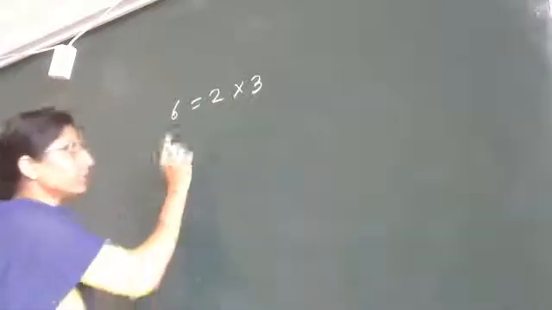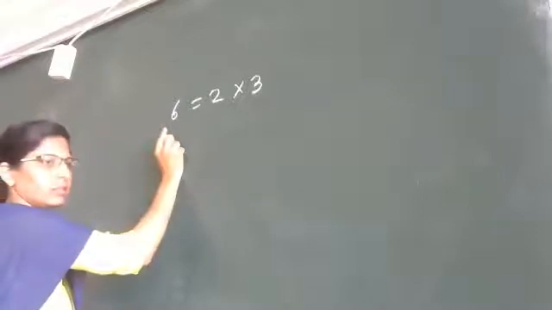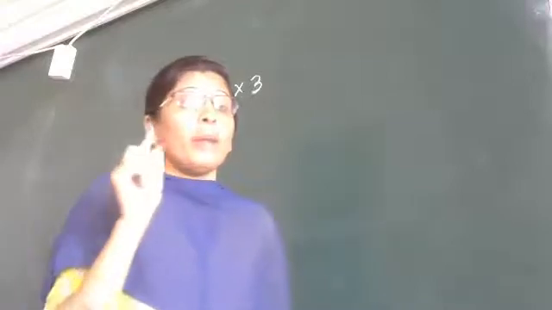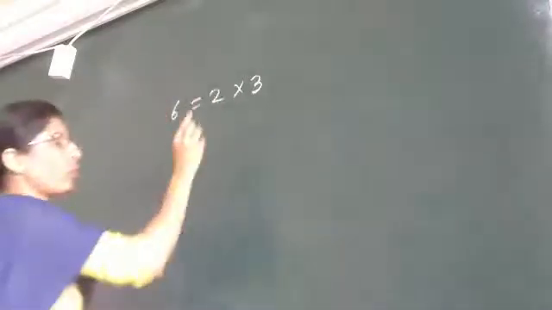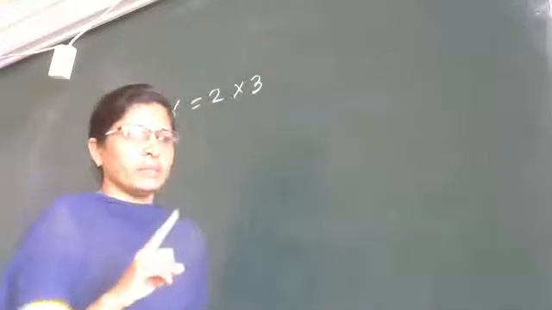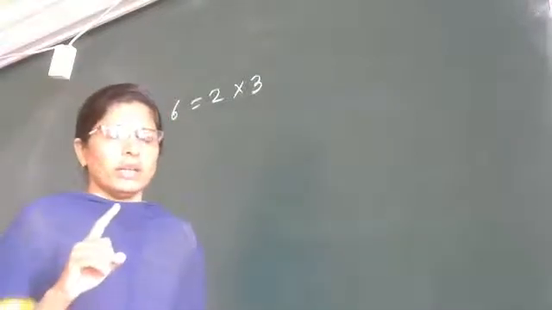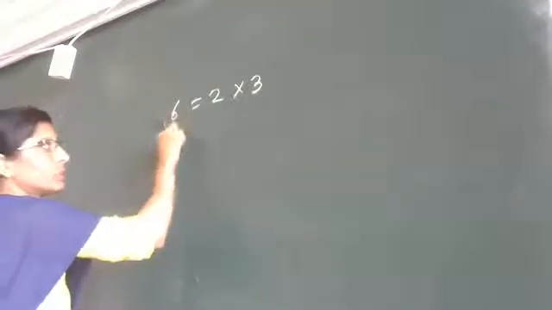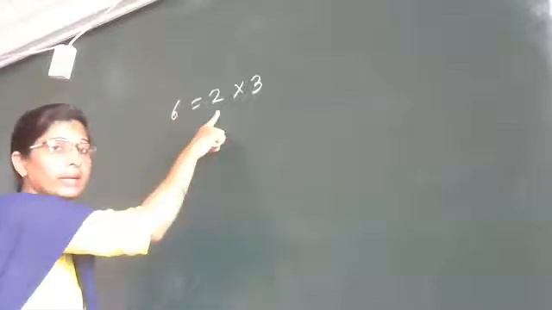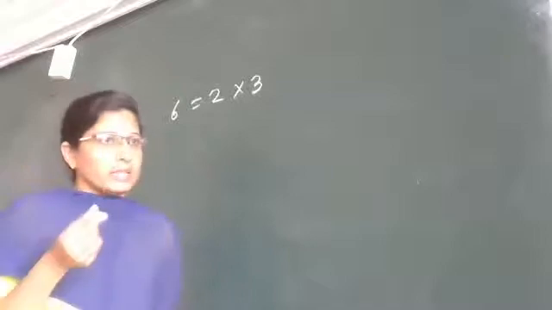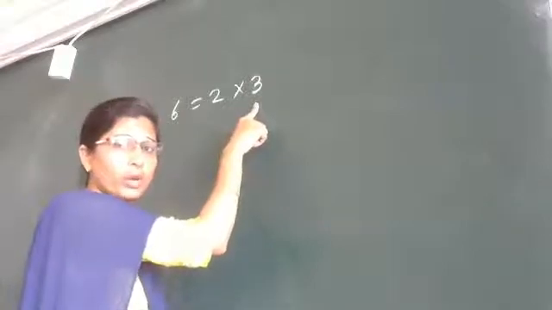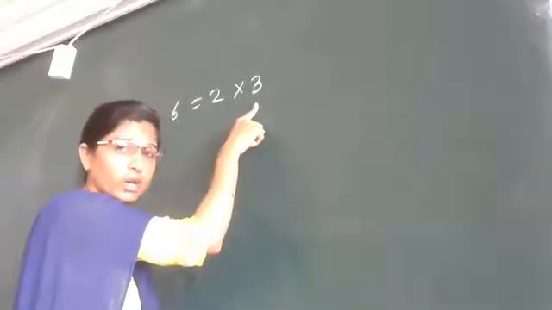Now, when you divide, okay, that is the product, multiplicand, multiplier is there. But one more thing is there. When you divide, okay, listen first. When you divide 6 with 2, what remainder will you get? 0. When you divide 6 with 3, that time also you are going to get remainder 0 only.